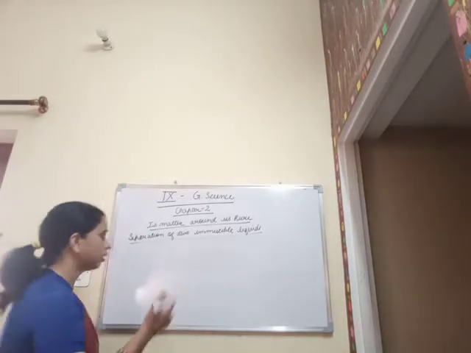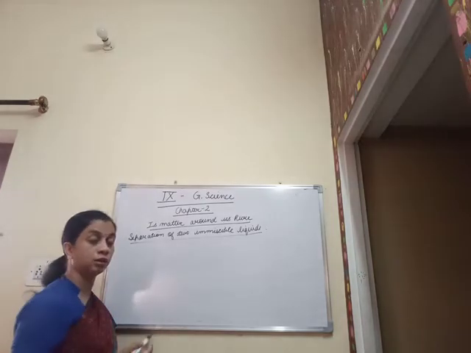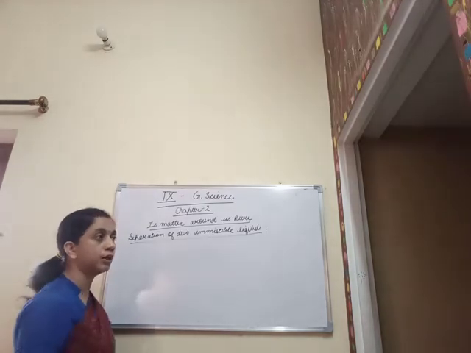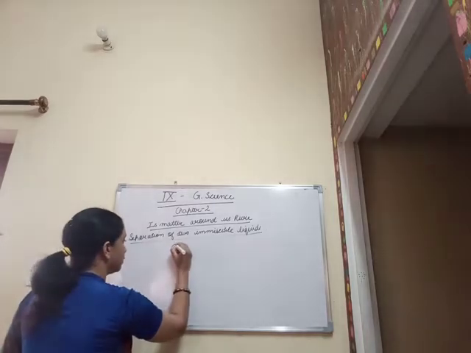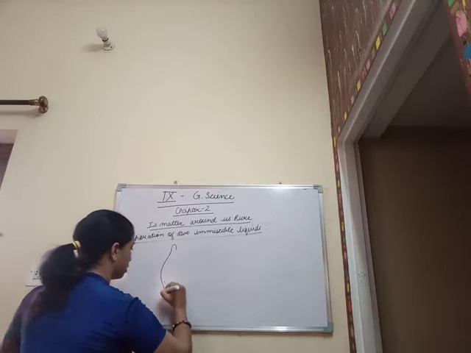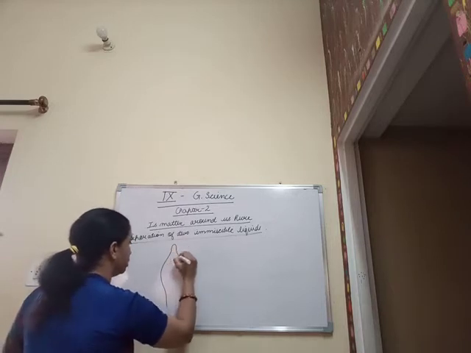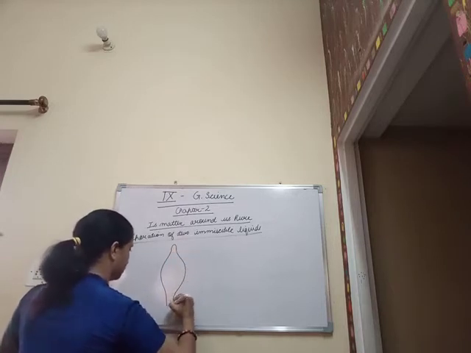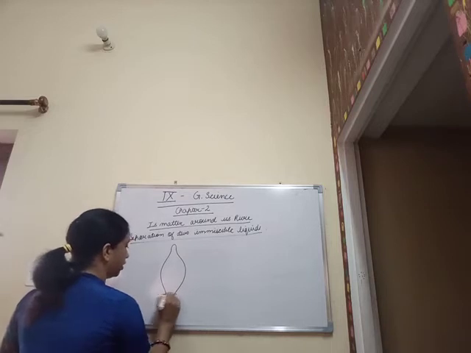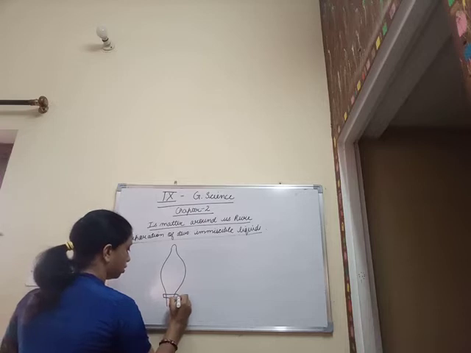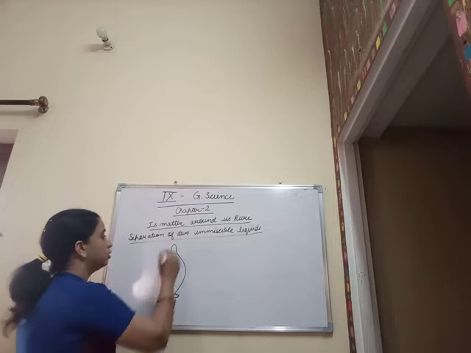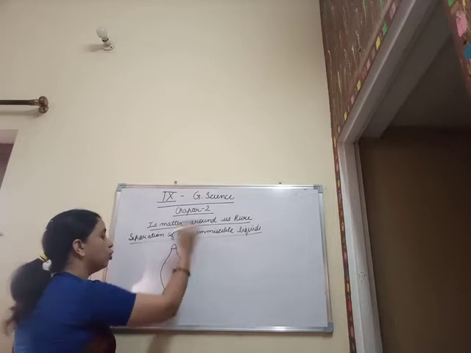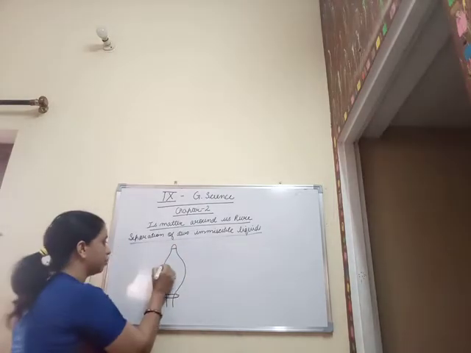So now we are going to look at the activity of how we separate a mixture of two immiscible liquids. For that purpose we have a separating funnel, and this separating funnel has a stopcock. Now this is the lid. We are going to open the lid of the separating funnel. This is the separating funnel.